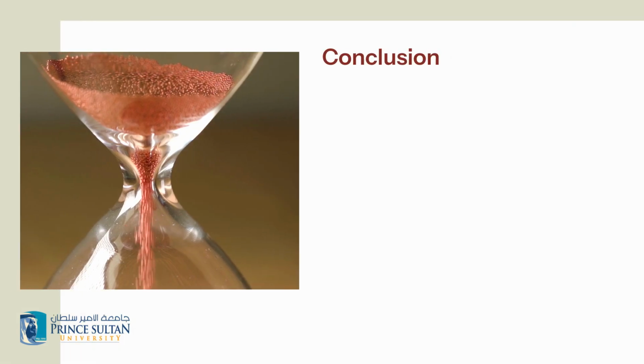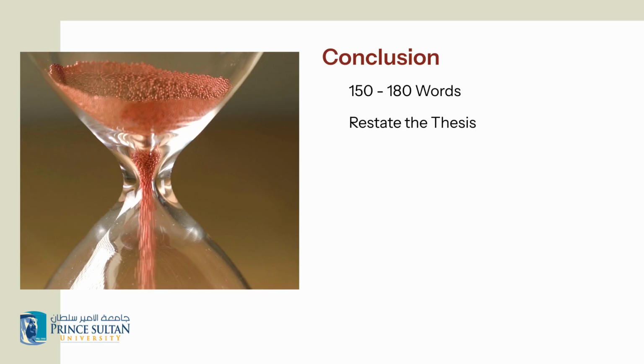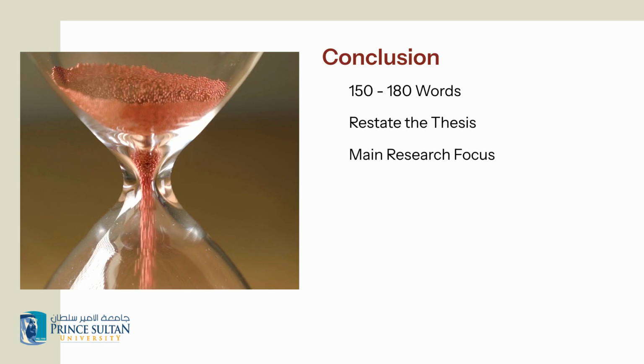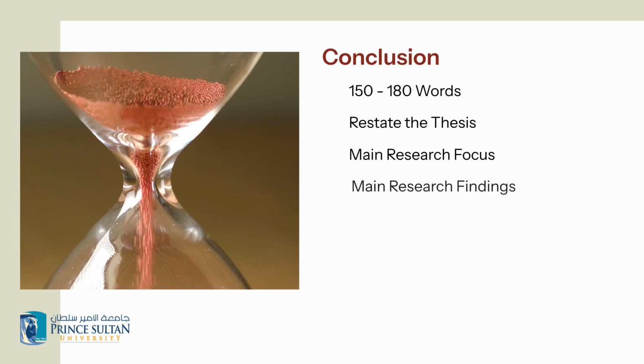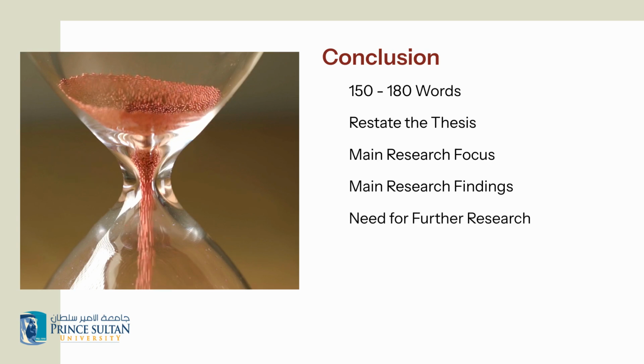Your conclusion should be 150 to 180 words, and it's your chance to bring everything together. Start by restating your thesis. Remind the reader of your main argument or focus. Then briefly mention the main areas your research explored based on your objectives and survey findings. Next, describe how your research interacted with other studies. Did your results support past research, show a new perspective, or raise new questions? Finally, suggest a direction for future research. This shows you understand that academic work is ongoing and that your study contributes to a larger conversation. A strong conclusion leaves your reader with a clear sense of what you learned and why it matters.